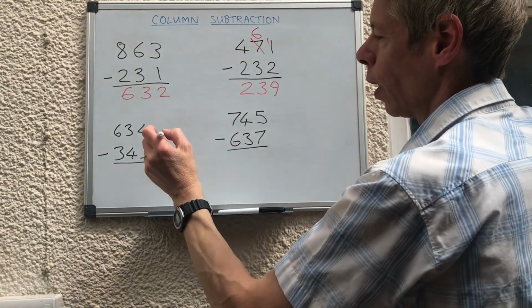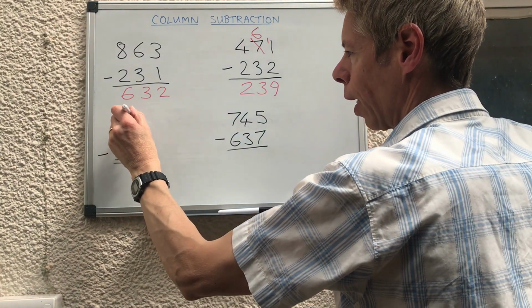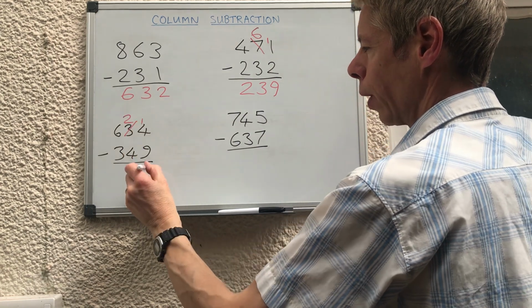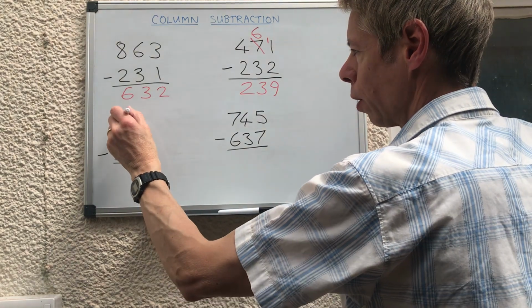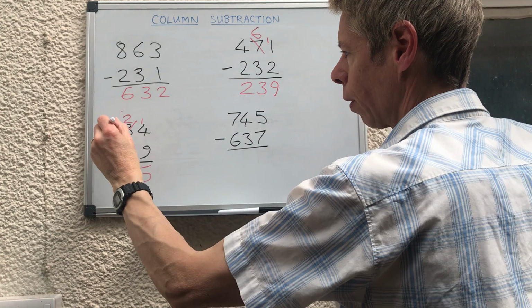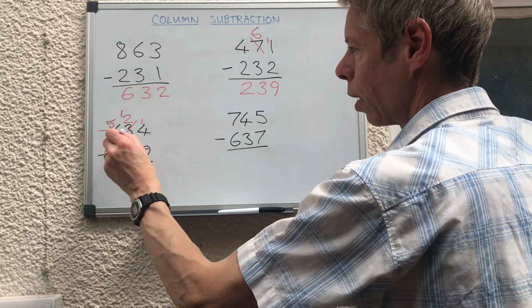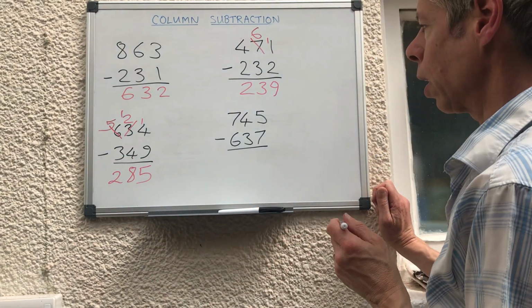Okay, question 3. So 4 take away 9 we can't do. Cross out that 3, make that a 2, put the 1 there to make it 14. 14 take away 9 will give us 5. Then 2 take away 4 we can't do, so let's make that 12, which we do by crossing out that to make 5. So 12 take away 4 is 8. 5 take away 3 is 2. Brilliant.